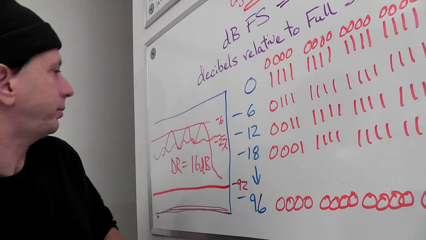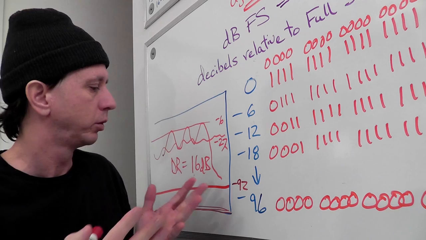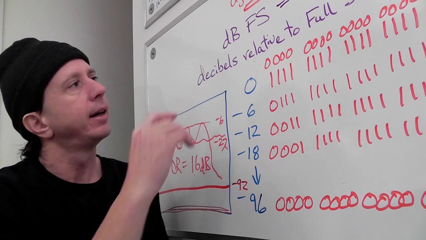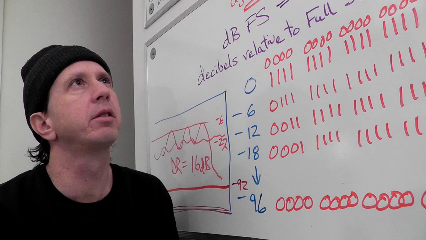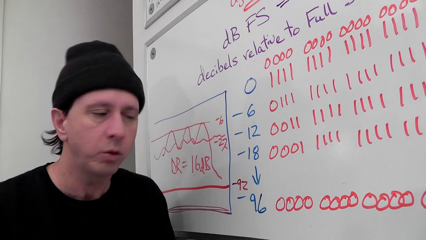So, dynamic range, we just covered. Noise floor, we just covered. When I talked about sampling earlier, I said that 16-bit is not necessarily as good as 24-bit. Well, how does a 24-bit signal work? This is so important.